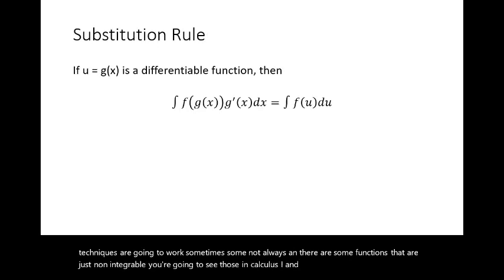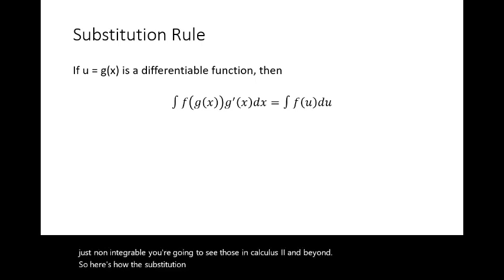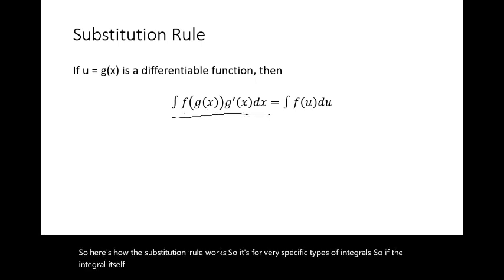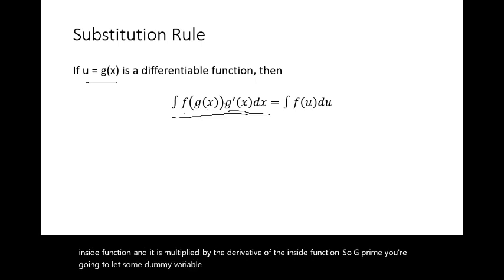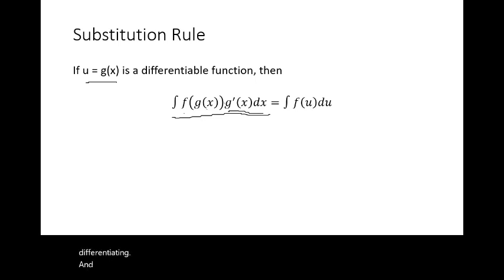So here's how the substitution rule works. It's for very specific types of integrals. If the integral itself contains a composition, f of g of x, where f is the outside function and g is the inside function, and it is multiplied by the derivative of the inside function, so g prime, you're going to let some dummy variable u equal the inside function g of x. And after a whole lot of differentiating and substituting, it will simplify down into the integral of f of u du.